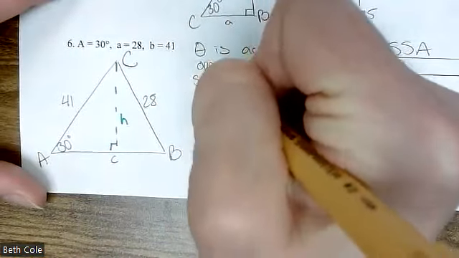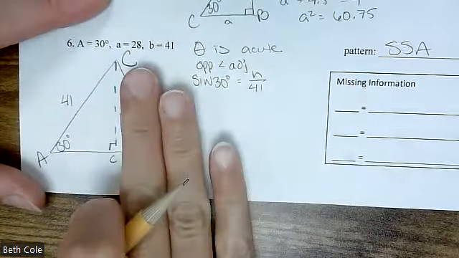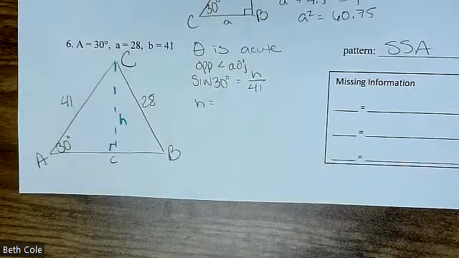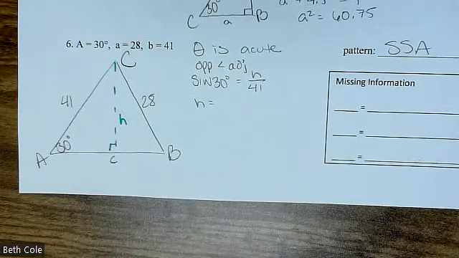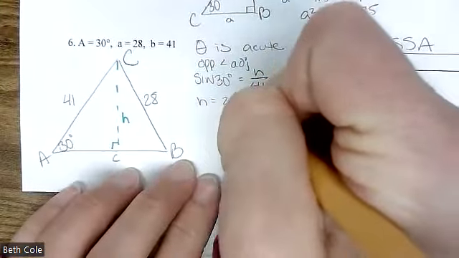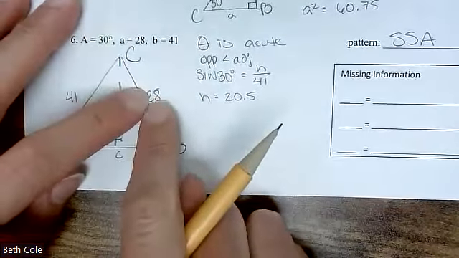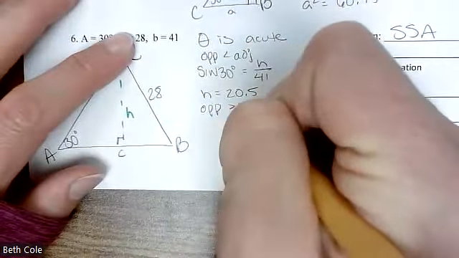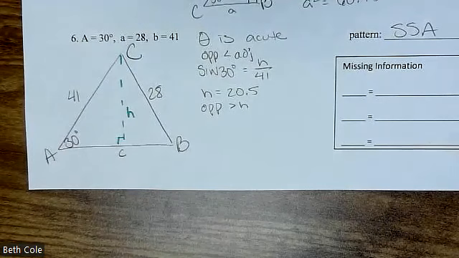Good. Sine 30 equals h over 41. Good. You guys have got it. And then you type that in and find the height. You would type 41 times sine 30. Me too. You get 20.5. And then you compare again. Your opposite is 28. Opposite is what compared to the height? Greater. Opposite is greater than the height. Look back at the flow chart. What does that mean? You get two solutions.